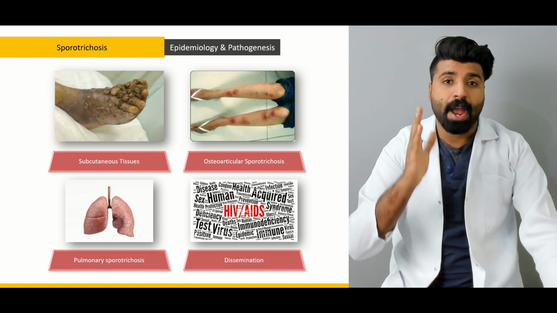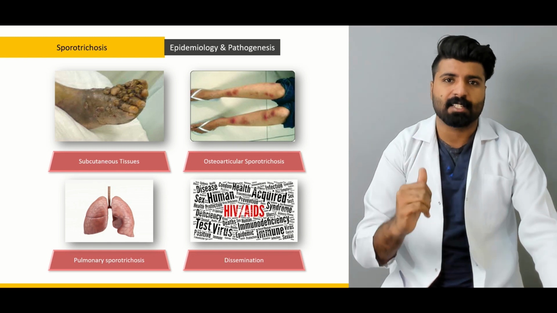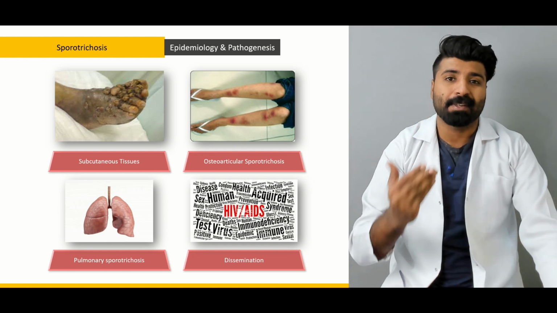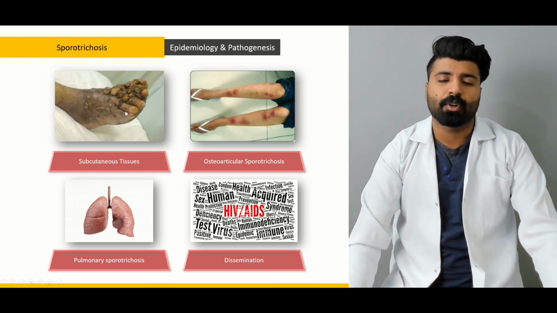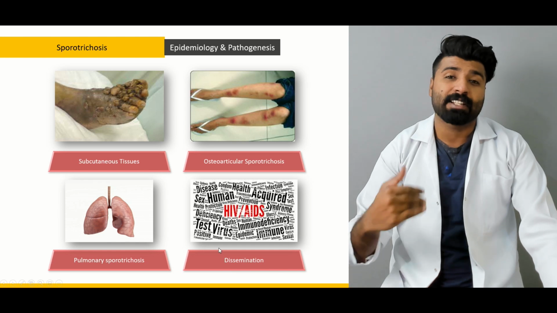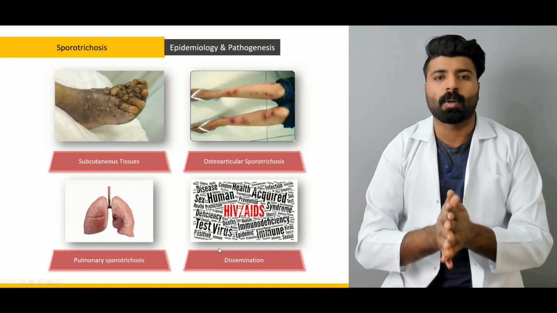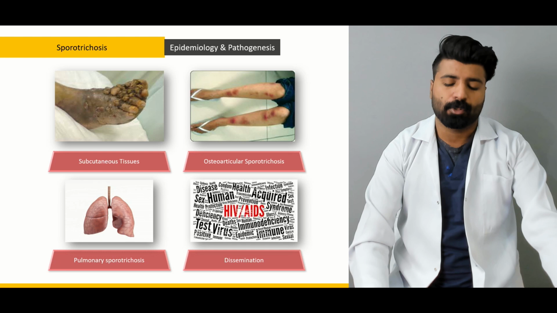So you have to know the preferences this pathology has on the basis of affecting. It can affect your skin and subcutaneous tissue like this pathology, it can involve your bone and cause osteoarticular sporotrichosis, it can involve your lungs and cause pulmonary sporotrichosis, and it can disseminate in those patients who are immunocompromised due to any other pathology.